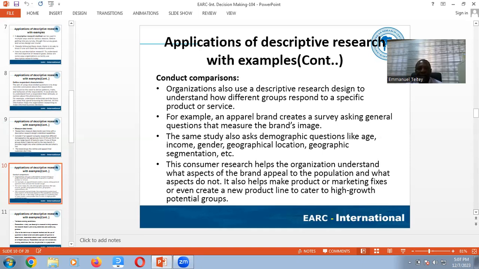This customer research helps the organization understand what aspects of the brand appeal to the population and what aspects do not. It also helps make product or market fixes, or even create a new product line to cater to high growth potential groups.